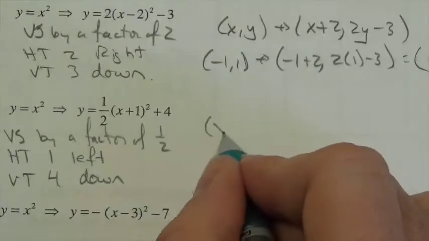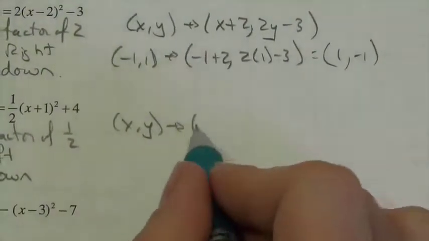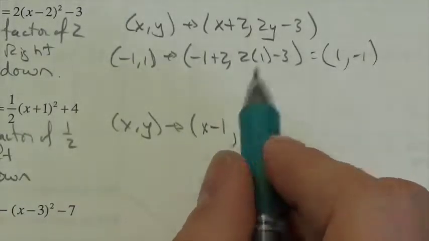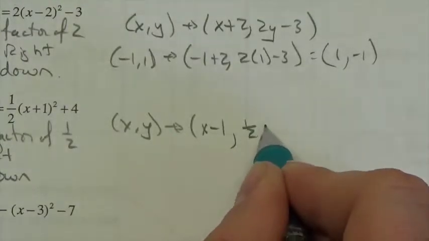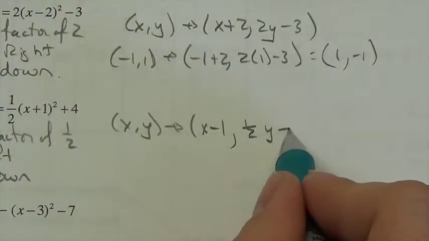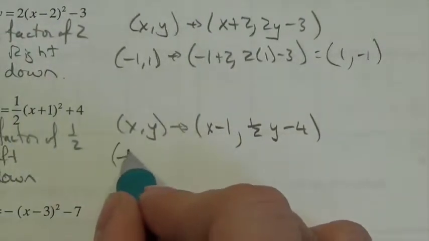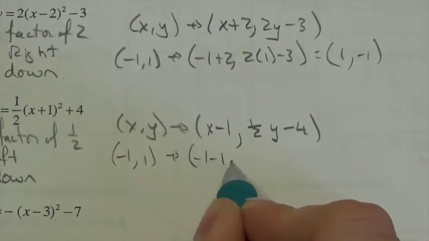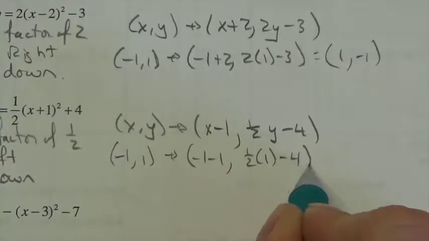So I take my point, x comma y. It will become the point, 1 to the left is going to be x minus 1. Vertical stretch by a factor of 1/2 means I'm going to multiply the y coordinate by 1/2. And then 4 down means I subtract 4. So now we take that point, negative 1, 1, and we plug it in. So negative 1 minus 1, then 1/2 of 1 minus 4.